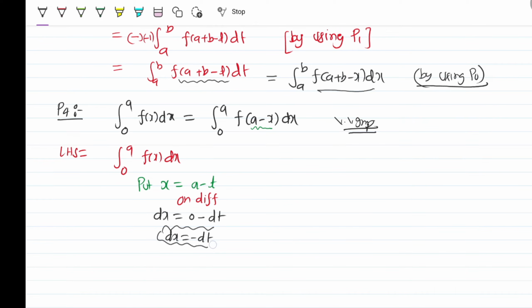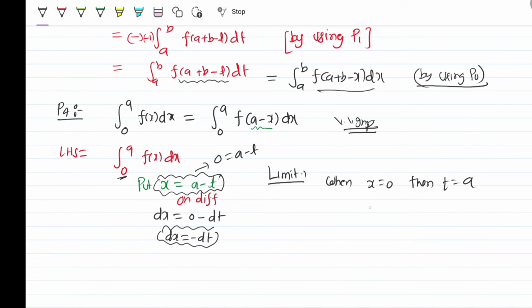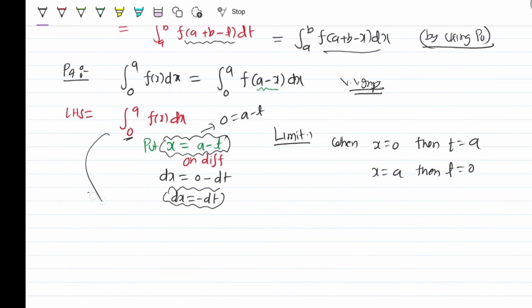So we are using dx value minus dt and x value a minus t. Then the corresponding limit will be changed. When x value is 0, what will the t value be? Here, x value 0 equals a minus t, then t value is a. And when x value is a, then t value would be 0. So now your left hand side integral would be: limit 0 to a reduces to a to 0, f of a minus t, and dx means minus dt. So this minus I will put here.